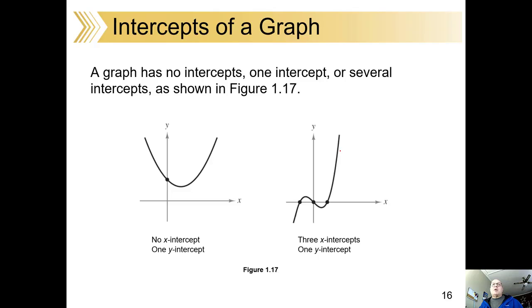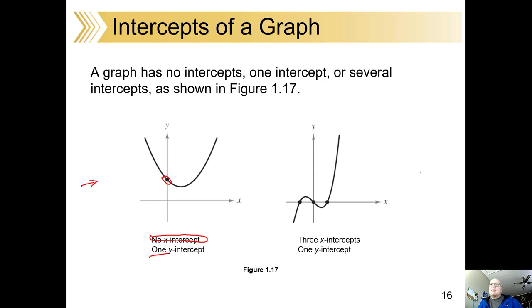So here are a few examples. On the first one, take a look at that. It does not cross the x-axis, so it has no x-intercept. It does cross the y-axis right here, so it does have one y-intercept in this case.